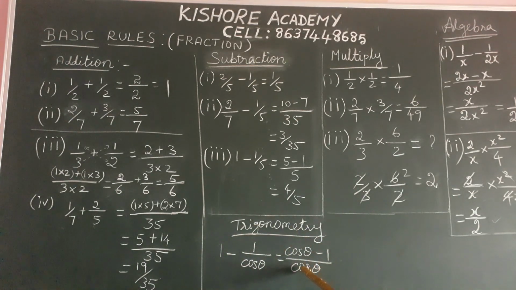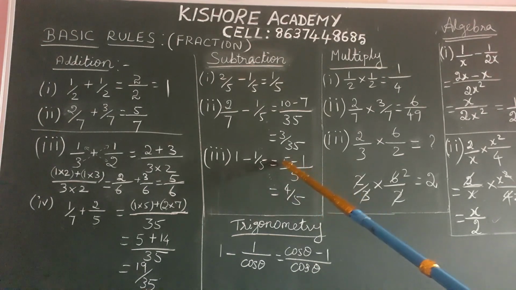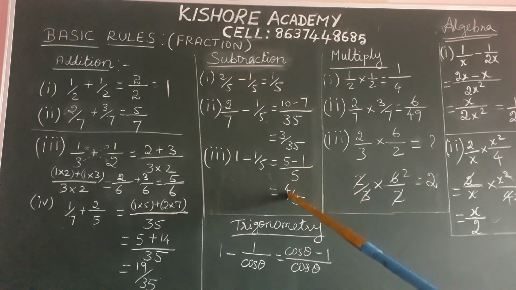You can't simplify this step further. Here you can simplify. How can you simplify? Because you can easily subtract 5 minus 1, which gives 4. Now you can't simplify that cos theta minus 1. You don't know the value. So the sum finishes within this.